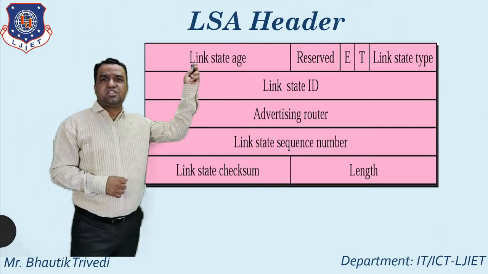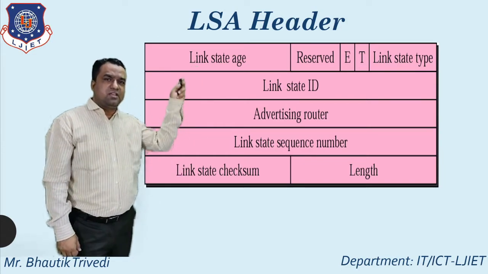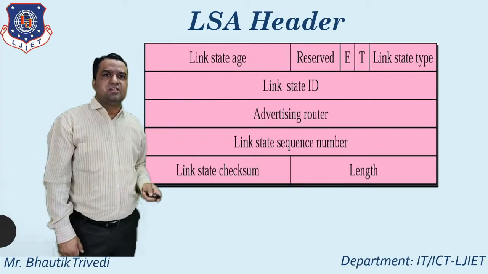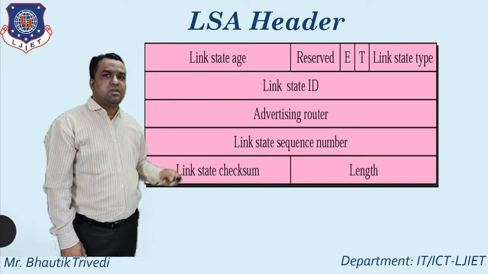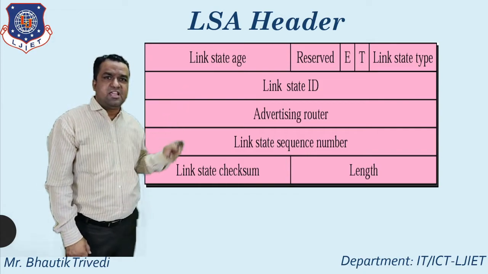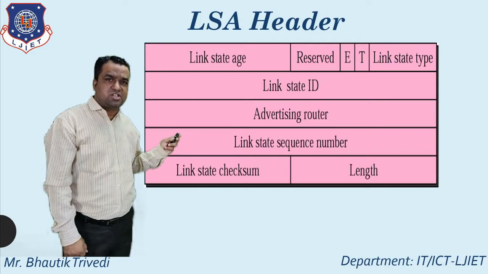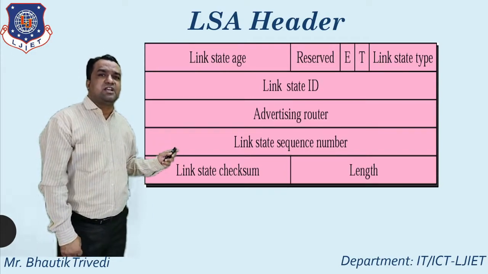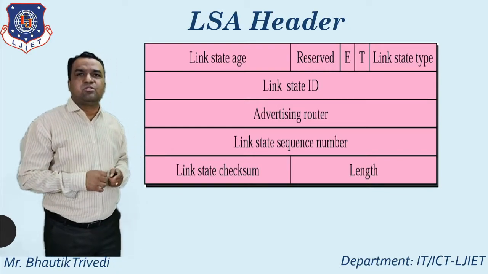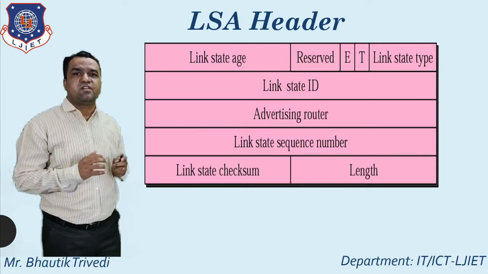You just see each and every component. First of all, we talk about the H, then the E, then the T, then the link state type, then the link state ID, then the advertising router, then the link state sequence number, then the link state checksum, and the last one, that is the length. So this is about the concept of the LSA header with the different fields.